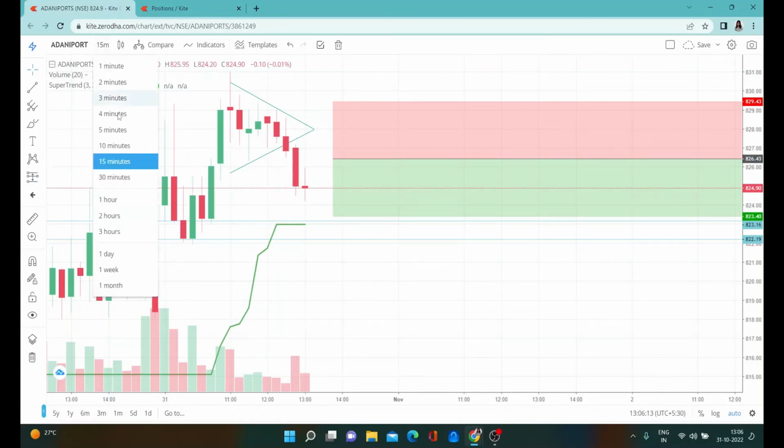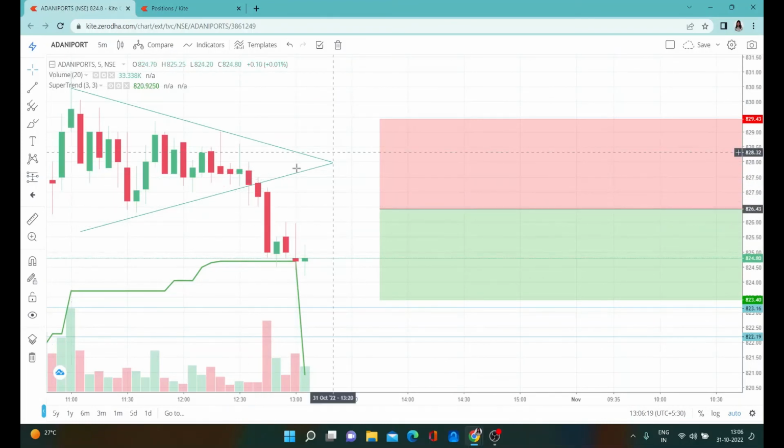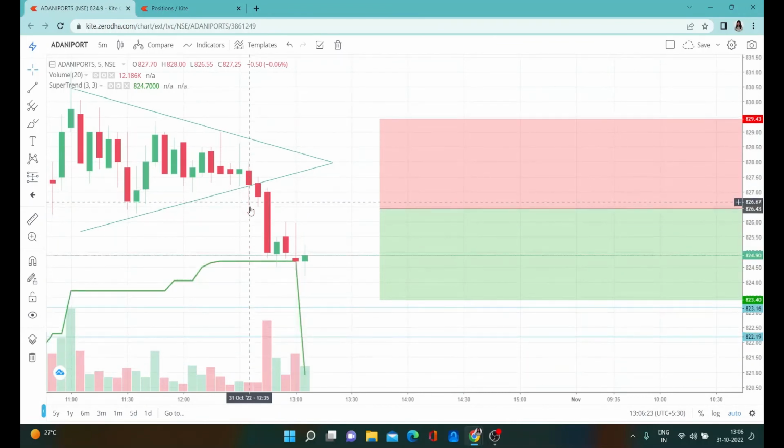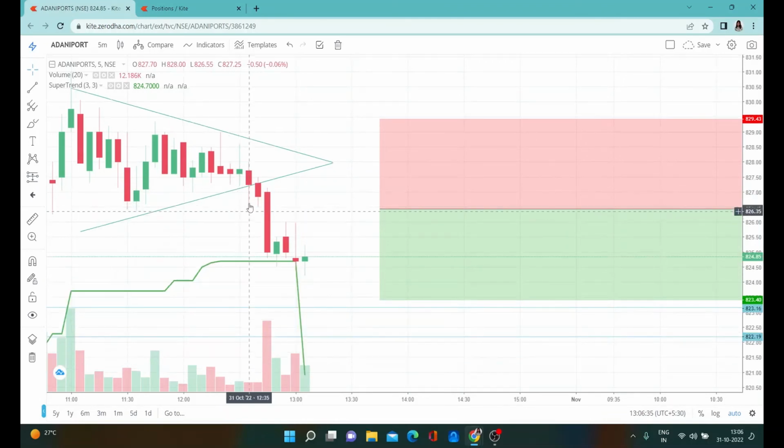See, if you see 5 minutes, it broke here. This is the first candle that broke the trend line that I've drawn in a downward fashion, but I did not take a trade at this level. I waited because this is a candle that is being formed with a wick. There is a bullish pressure here. This is not a confirmation candle.